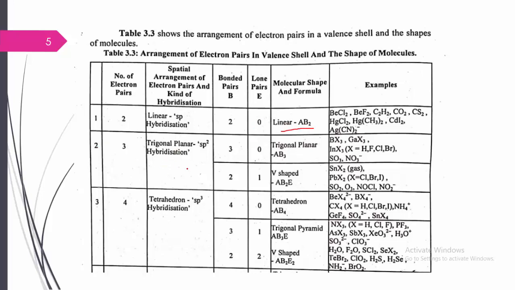In the case of trigonal planar hybridization, if there are three bonded pairs and no lone pair of electrons, it forms a regular shape, that is a trigonal planar molecule. Example AB3, that is BF3, we already studied the BF3 molecule, or BCl3 or BBr3, the best examples of trigonal planar hybridization with no lone pair of electrons.